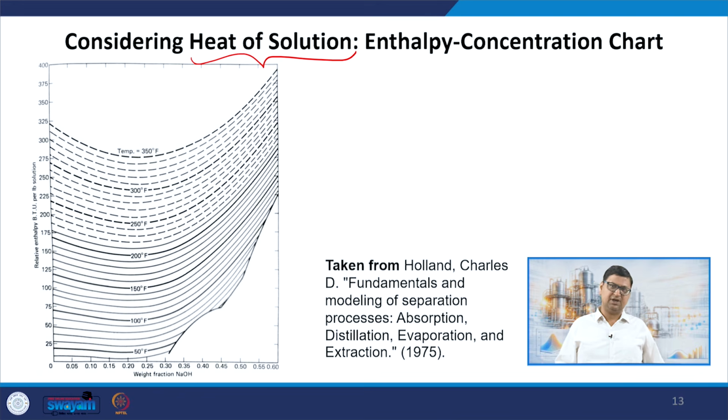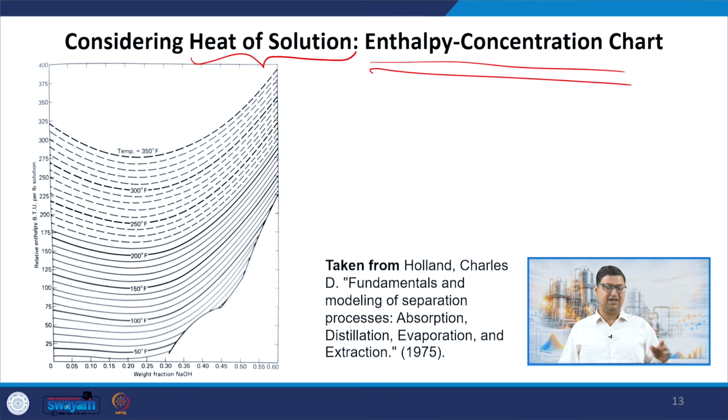In order to also account for this and the boiling point elevation, we can use something known as enthalpy concentration charts, which are also available for a variety of systems. And I am again giving you an example of NaOH solution. If I know my weight fraction, and if I know the corresponding temperature, then I can figure out the enthalpy relative to some reference, right? So this will be an alternative to whatever approach I have discussed.